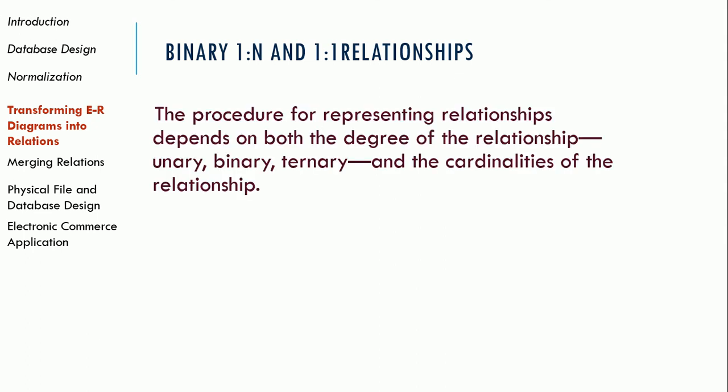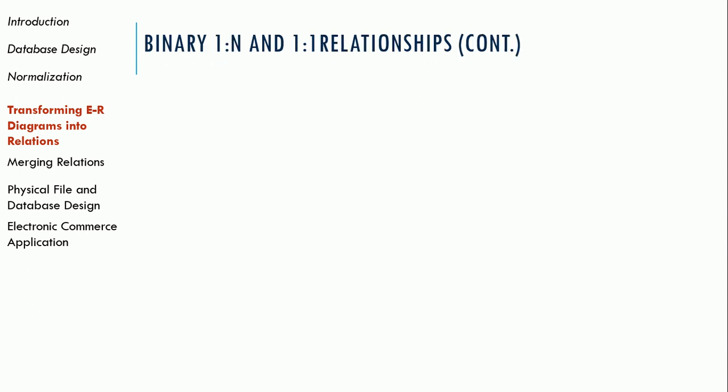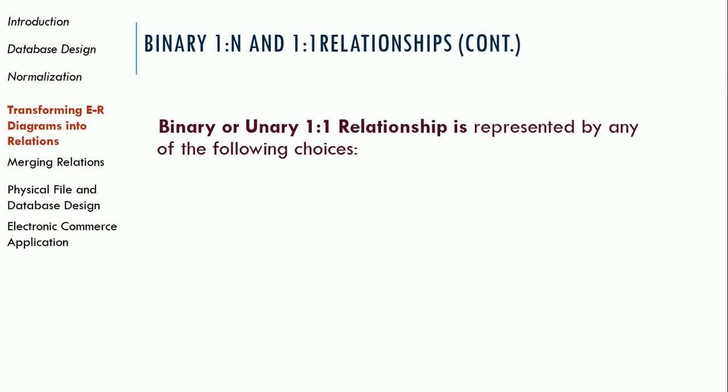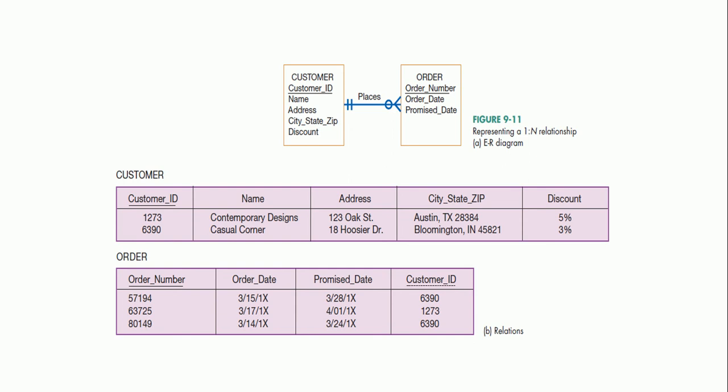So we talked about before binary one-to-something relationships, right? The procedure for representing relationships depends on both the degree of the relationship, or the cardinality or multiplicity, and whether it's unary, binary, ternary, and so forth. A binary relationship is represented by adding the primary key attribute or attributes of the entity on the one side of the relationship as a foreign key in the relation that is on the many side of the relationship, which I just described in the previous couple slides. A binary one-to-one relationship is represented by any of the following choices: adding the primary key of A as the foreign key of B, or adding the primary key of B as the foreign key of A, or both of the above. So you can do both if you wanted to, right?